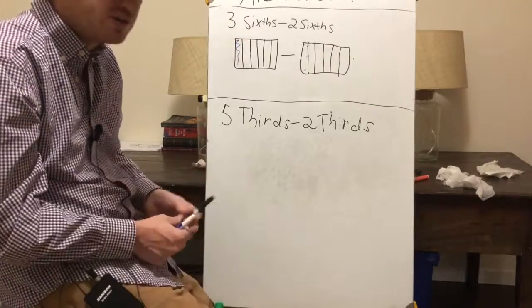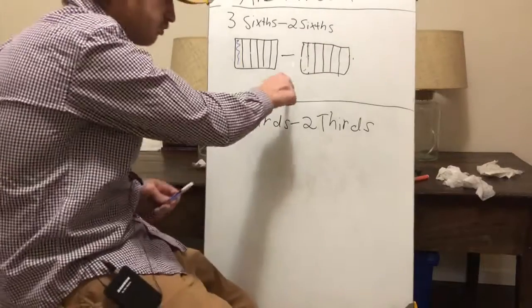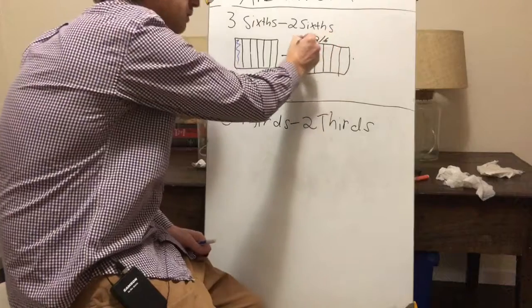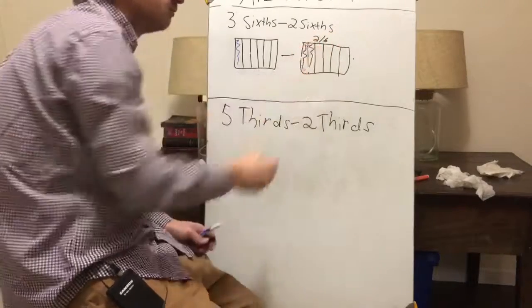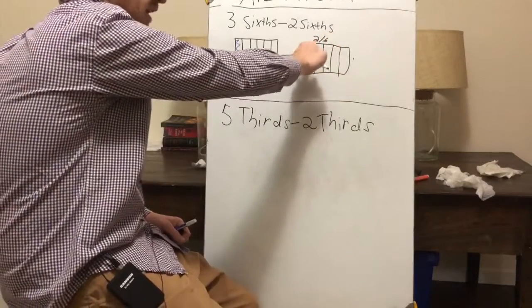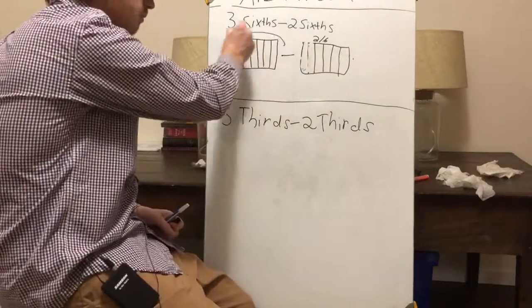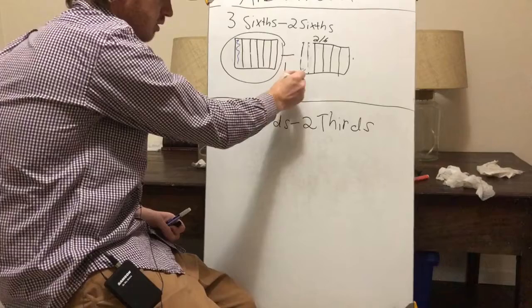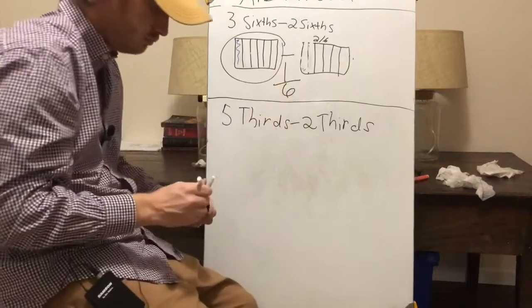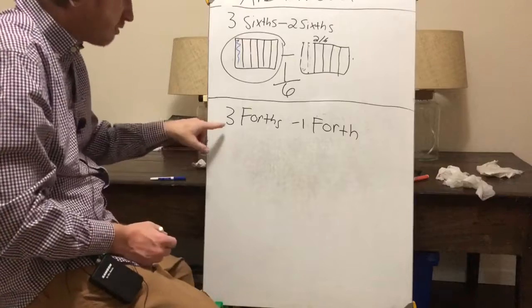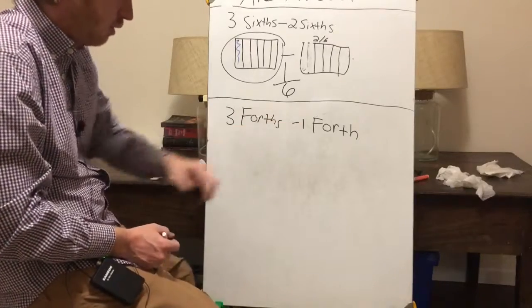That goes to show us that when we subtracted our 2/6, because we had 2 shaded in, and then we subtracted them, what we had remaining was 1/6. Let's try another one. Now we're going to look at 3/4 minus 1/4.